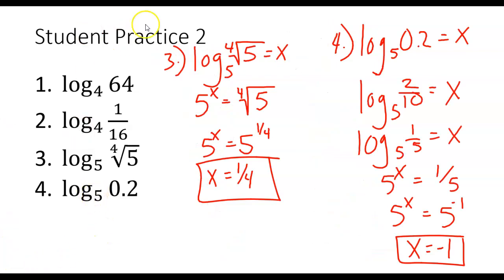All right, so here's the answers to numbers 3 and 4. Number 3, log base 5 of the 4th root of 5 is 1/4. And then the last one here, log base 5 of 0.2 is -1. What I did on this is I changed the 0.2 to be 2/10 because this is 2 and it's in the 10th place, so 2/10. Then I reduced it to 1/5. After that, we change it to exponential form, get the bases to match, and we have our answer.